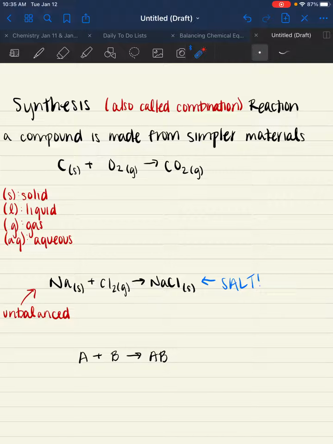So one way of writing it so that you can remember the differences between the reactions is we are taking A plus B, two distinct things, and we are creating AB, so something more complex. And these letters, the A and the B, they can either be elements, they can be a simple compound, something of that nature, and they're creating something more complex. They are synthesizing a more complex compound.